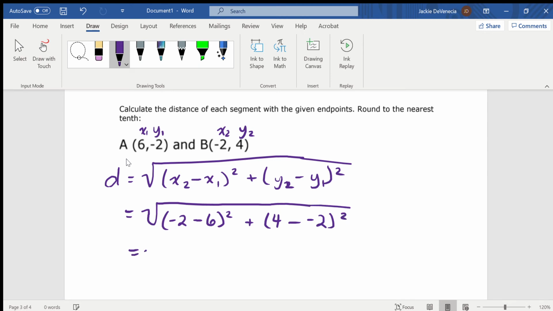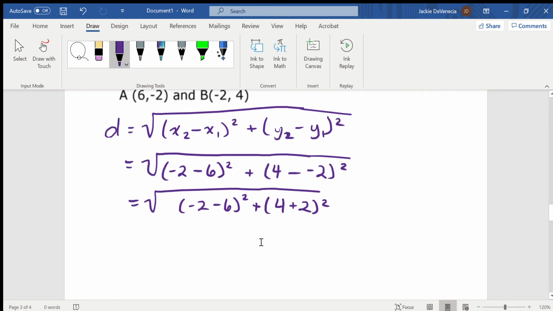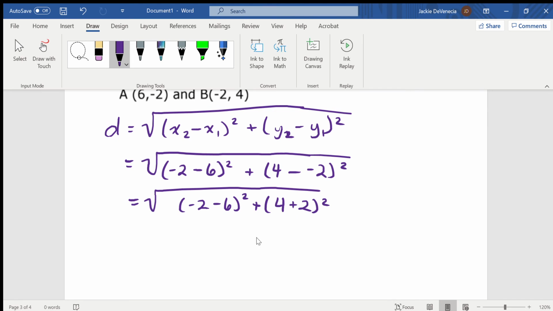Now, if you remember back in Algebra 1, when you see a double negative, you're actually doing 4 plus 2 squared plus -2 minus 6 squared. And just like what we did with order of operations, you want to solve whatever is inside the parentheses first. So in the parentheses, -2 minus 6 is just -8 squared. 4 plus 2, that's just going to be 6 squared.